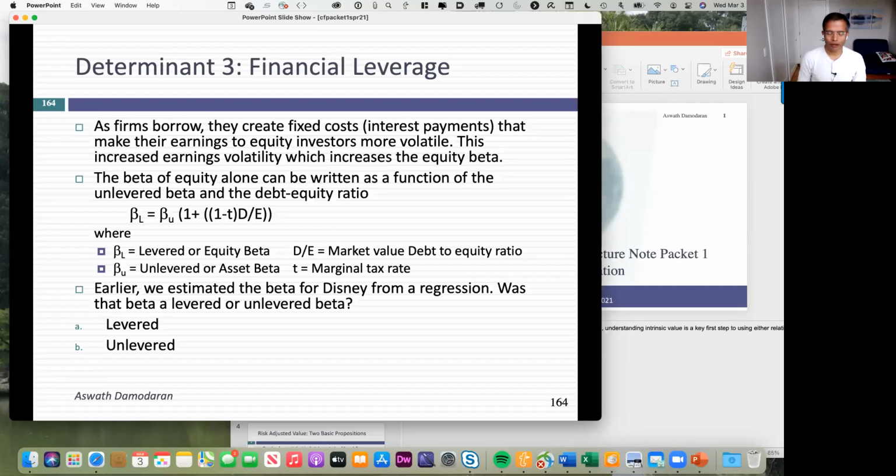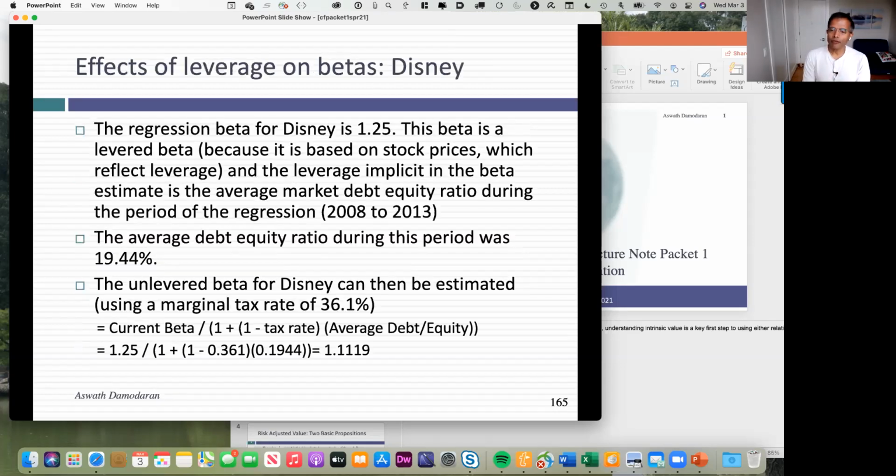So let's make this less abstract. The regression beta for Disney was 1.25. That came right out of the Bloomberg beta page. The average debt to equity ratio that Disney had during the 5 years, and the reason I emphasize it's a 5-year regression, during those 5 years, the average debt to equity ratio is 19.44%.